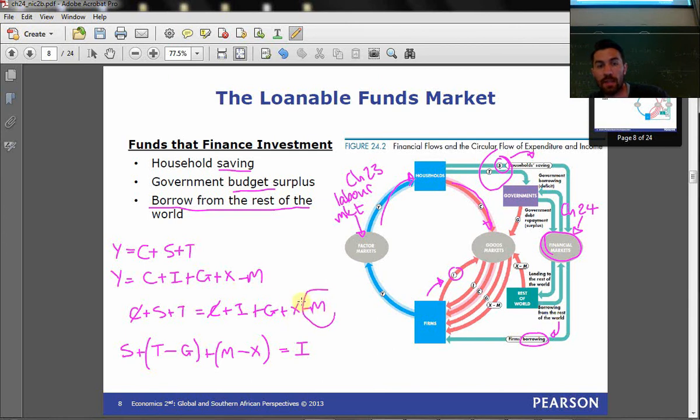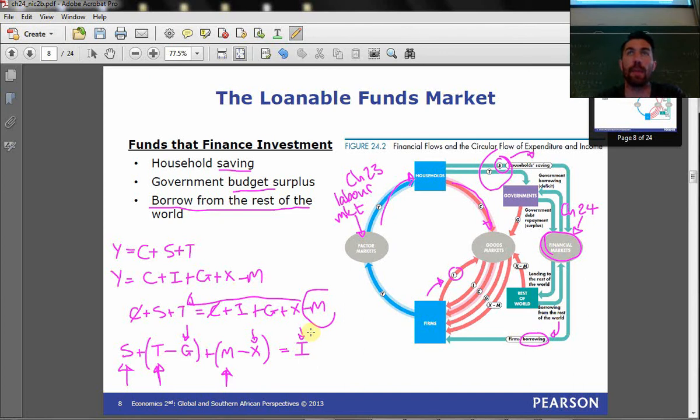And if I move this minus M to the other side, minus M, that's a leakage. It becomes plus M on that side, S plus T plus M. Those are all leakages. So if we look at this equation once again, all these positive things, the savings, taxes, and positive M here, those are all leakages. Here are your injections. So if this thing here is positive and this thing here is positive, they must come back in through investment.